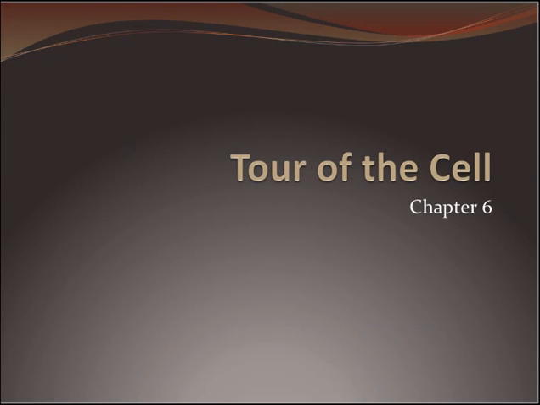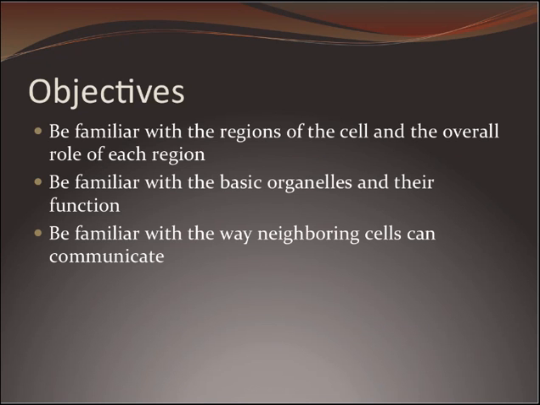Chapter 6 provides an overview of the structures and function within mammalian, plant, and prokaryotic cells. Three objectives in this chapter are: 1. To be familiar with the regions of the cell and the overall role of each region, 2. to gain a basic familiarity with basic organelles and their function, and 3. to become familiar with the way neighboring cells can communicate with one another.